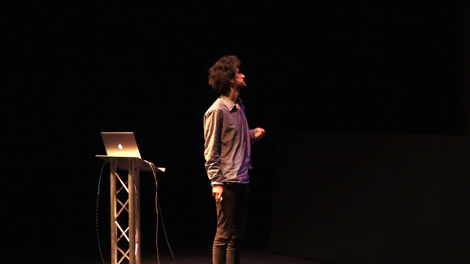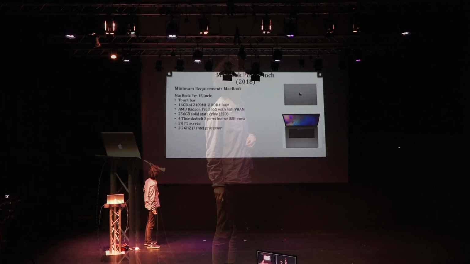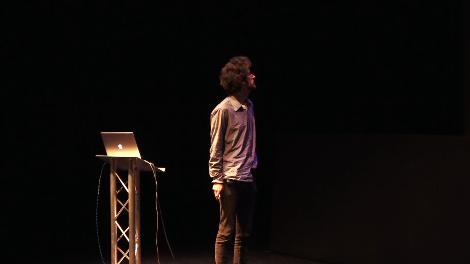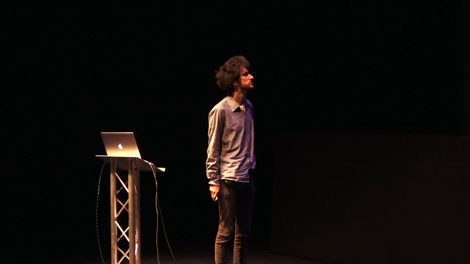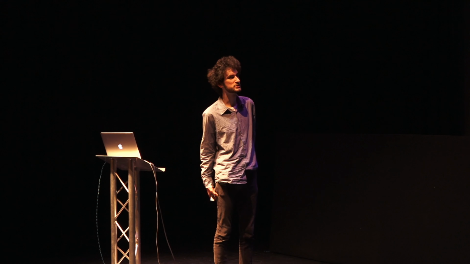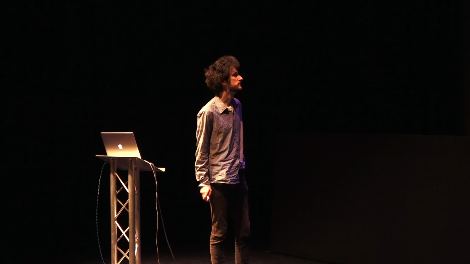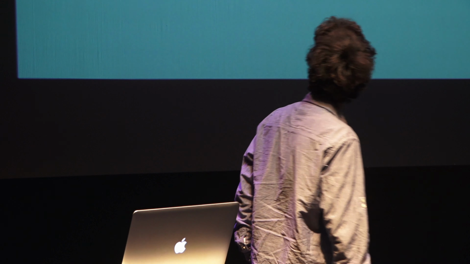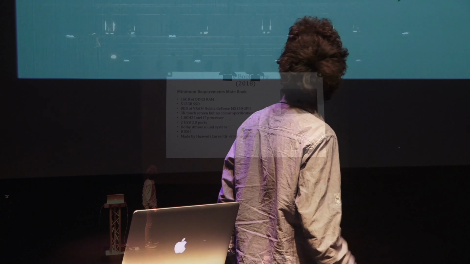So this one has a Touch Bar, 16 gigabytes of RAM, an AMD Radeon Pro 555X with 4 gigabytes of VRAM, a 256 gigabyte solid state drive, 4 Thunderbolt 3 ports, but no USB ports, so you're going to have to buy dongles. A 2K P3 screen, so a very nice quality screen, but it's 2K, so it's kind of in between. You're not going to be able to view 4K as 4K, but it's much stronger than 1080p. And a 2.2 gigahertz i7 Intel processor.